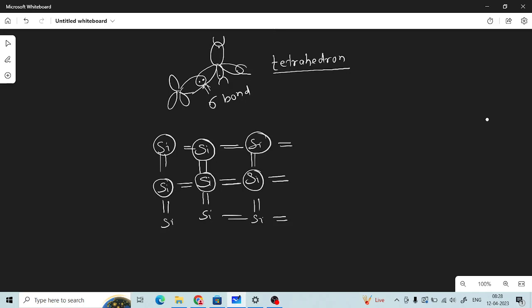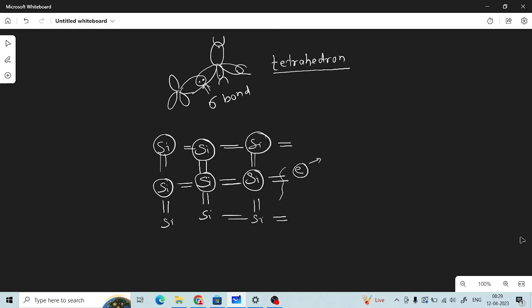Now, how does the conductivity increase? There are two ways. Either you break the bond and release the electron, and this electron will move throughout the material, and since the electron is moving, we will have conductivity. But this conductivity is very less. This is called an intrinsic semiconductor, as we have seen in previous classes.